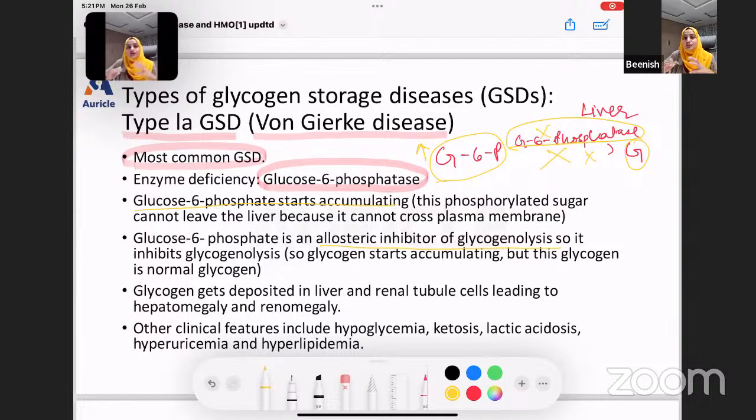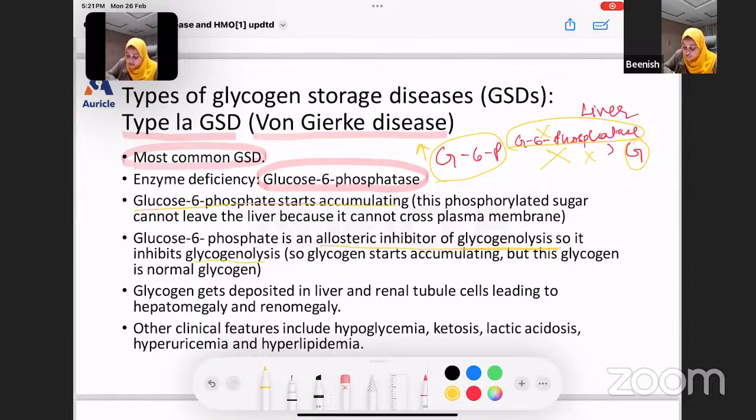You see, all the chapters are very much integrated. So you need to have the concepts very clear: what is activating, what is inhibiting. So you need to memorize these factors. Glucose 6 phosphate is an allosteric inhibitor of glycogenolysis, and it was an activator of glycogen synthesis.